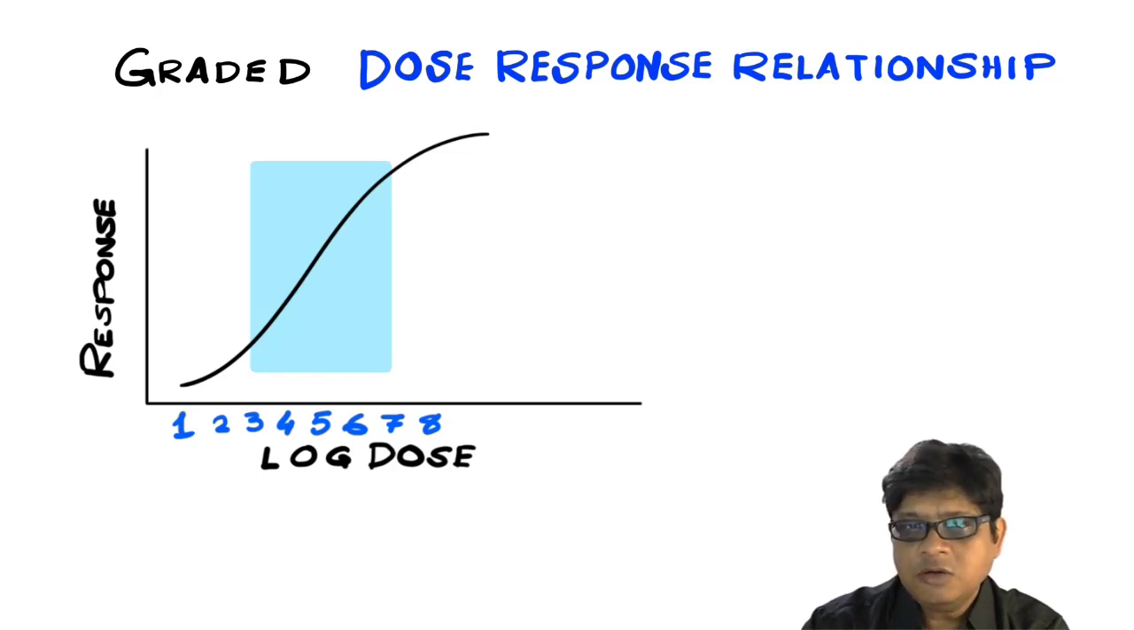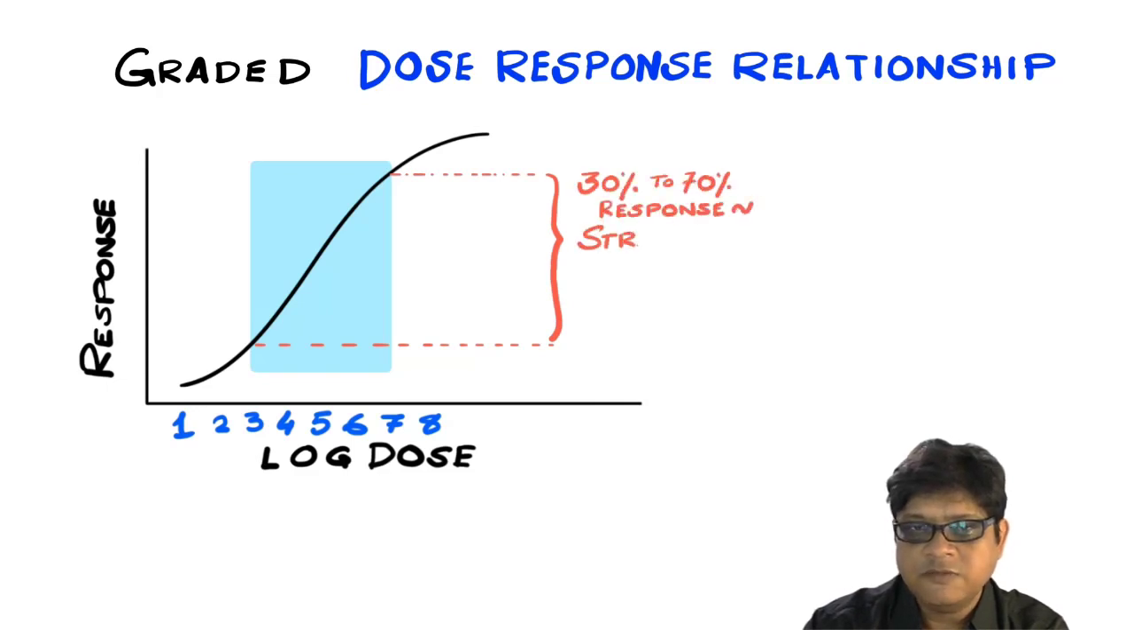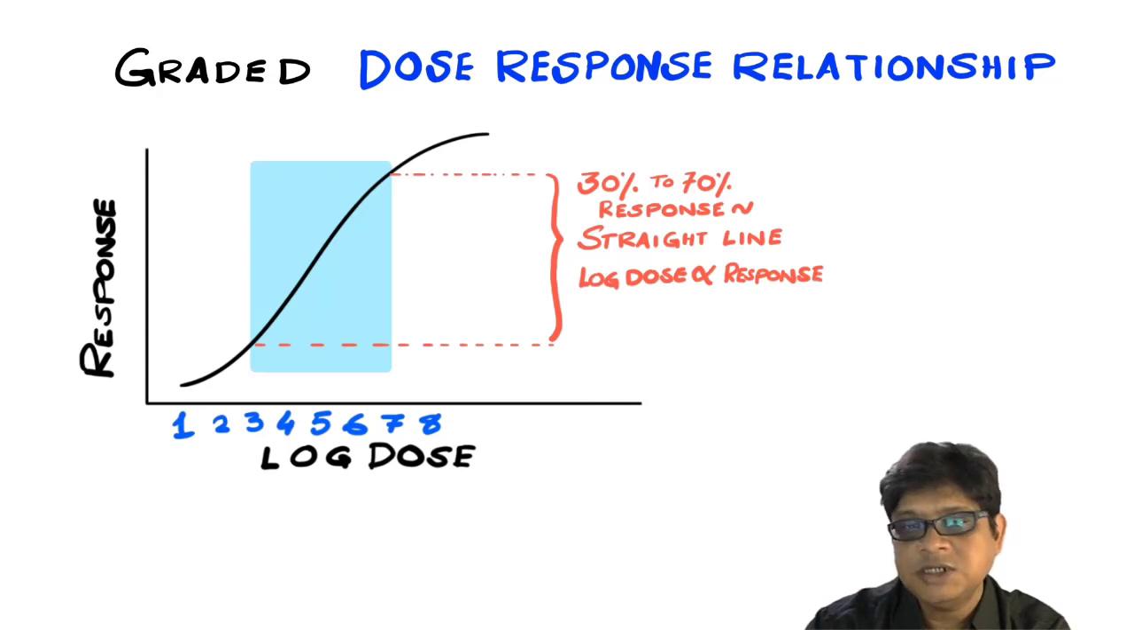So first of all, as we have already seen, in the log dose response curve, the middle portion of the curve, that is from 30% to 70% of the curve, becomes a straight line. So here the response becomes more or less proportional to dose. So the dose response relationship can be much more easily studied.